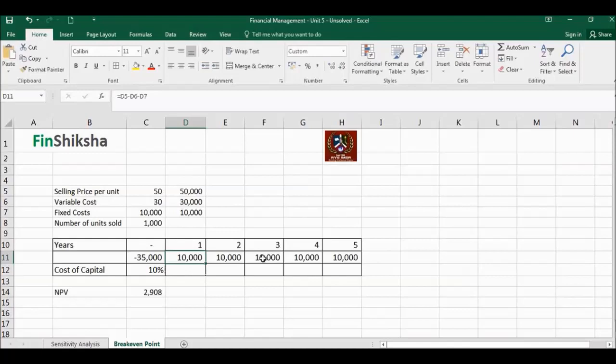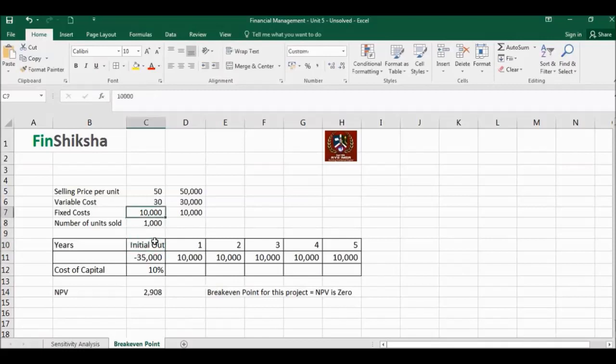Let's assume this project entails taking an initial investment of 35,000, right? At a cost of capital of 10%, NPV is 2908. Now we can also say that break even point for this project is where NPV is 0, right? So effectively the project entails that you take this investment. 35,000 is given. That's the initial outlay in this case, right?